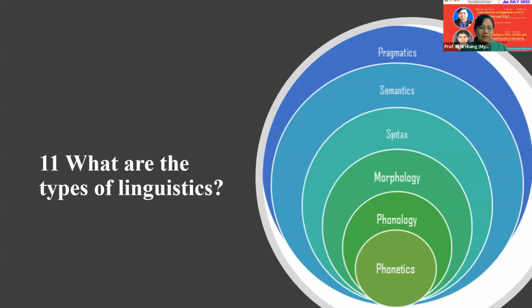Next question, number 11: what are the types of linguistics? As I have given you a clue of the answer, there are many types of linguistics. They are phonology, which is the study of sounds in speech in cognitive terms. The second one is phonetics. Phonetics is the study of sounds in speech in physical terms.